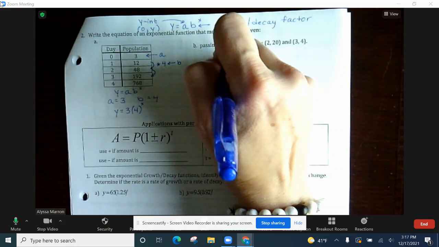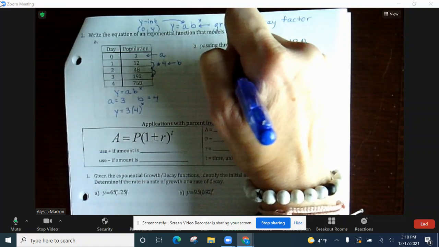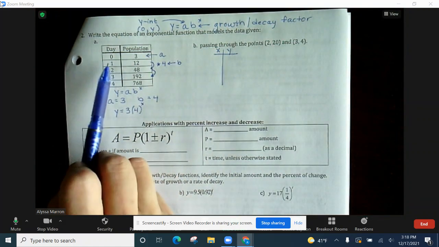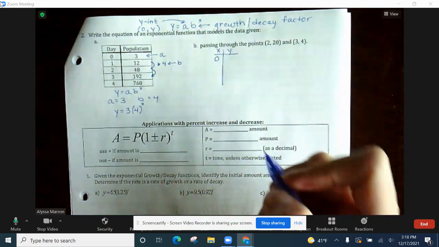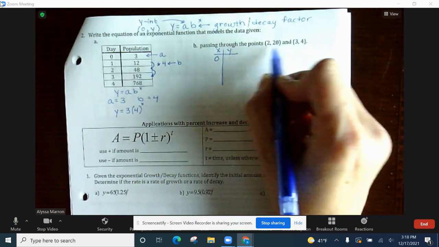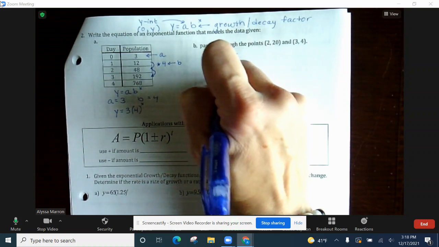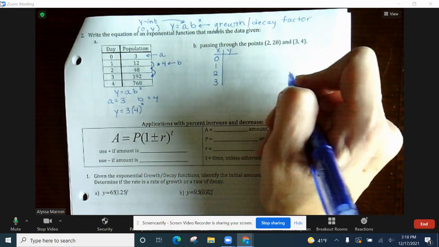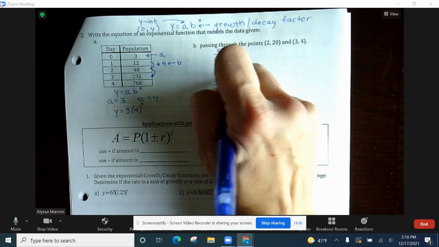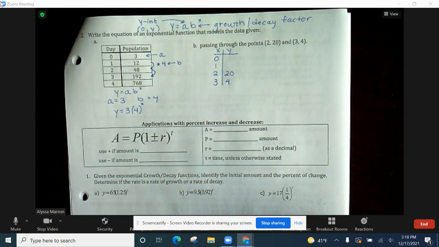In letter B, we have a similar scenario where we're given coordinates. So we just have x and y values. Now I do need to establish what my y-intercept is, so I'm going to start with an x value of 0. Now in this we have x values of 2 and 3. I just want to count by ones up to 2 and 3. I'm going to state those corresponding y values. 2 corresponds with 20 and 3 corresponds with 4.